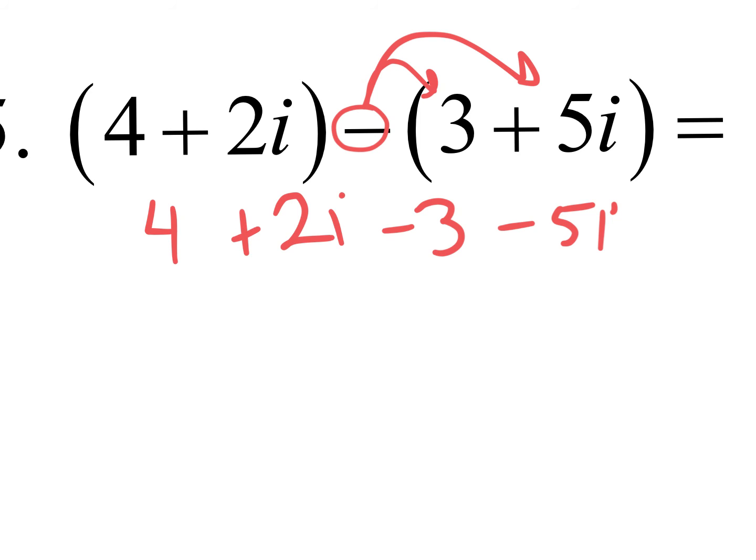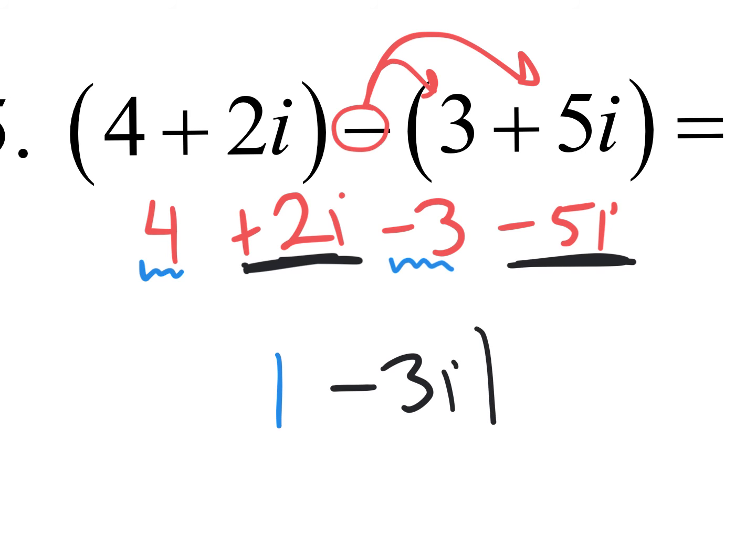Now you got 4 terms. You could combine the like terms. Of course, you want the real number first, so let's do the real numbers. You got 4 minus 3. What do we get? 1. And then how about the imaginary numbers? We have a 2i minus 5i minus 3i. There you go. Final answer.